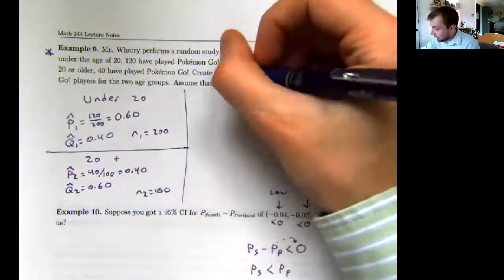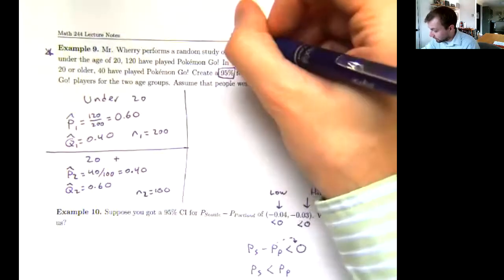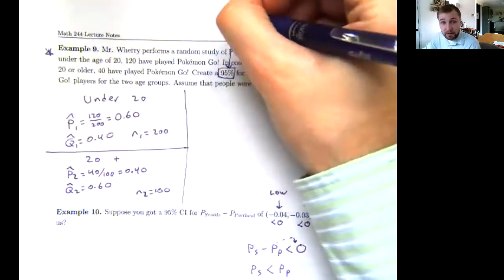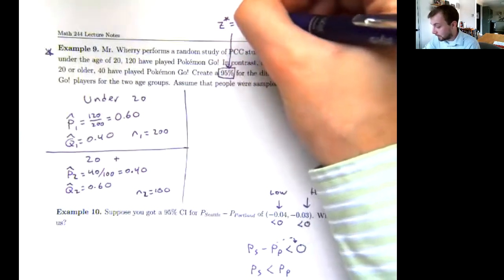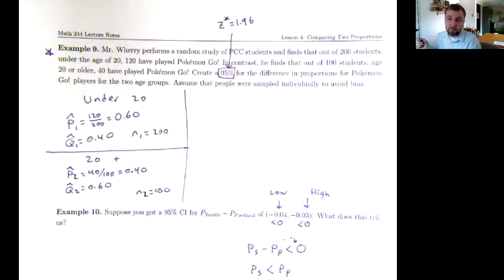They asked me to create a 95% confidence interval. I know for 95%, I'm dealing with a critical value of 1.96, or if I'm feeling lazy, I might use 2 from the 68, 95, 99.7.